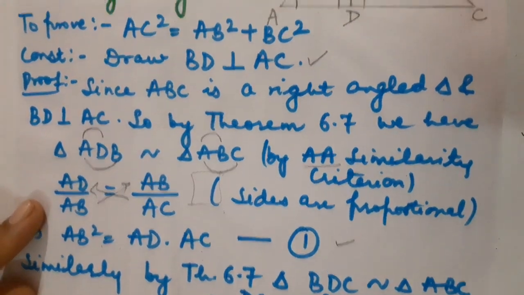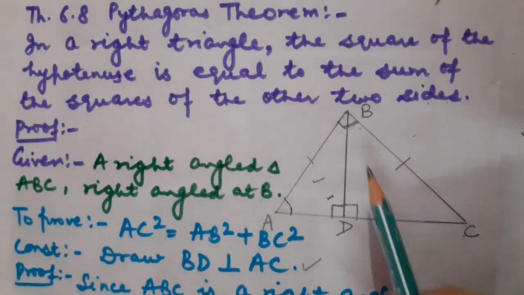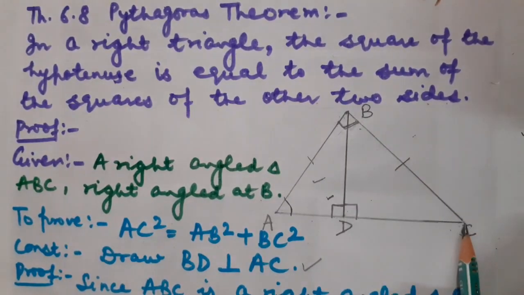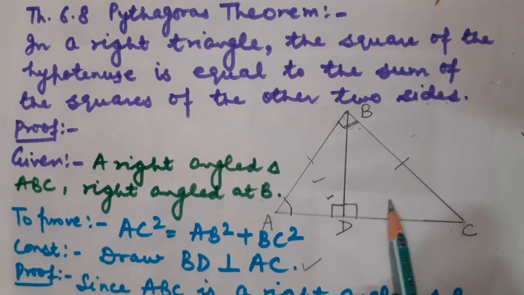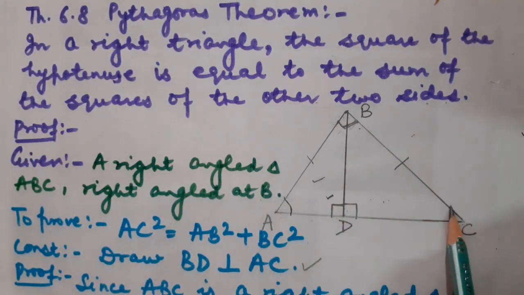Clear? Now again I am going to apply theorem 6.7 to prove that triangle BDC, again another smaller triangle, is similar to triangle ABC. How? Angle C is common.